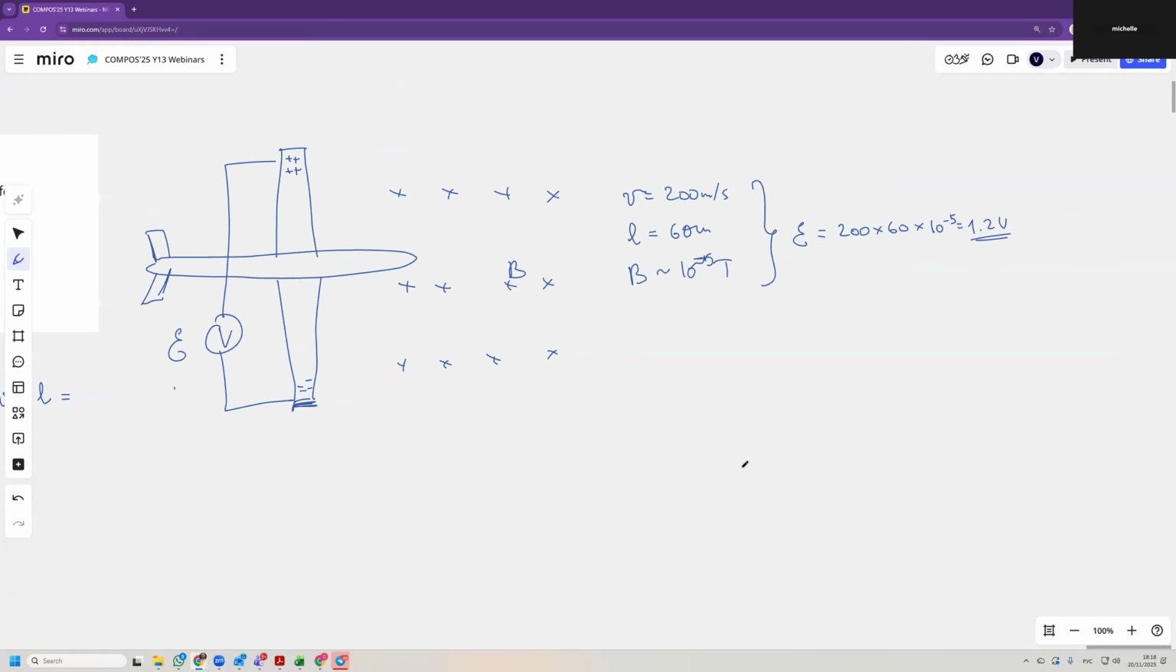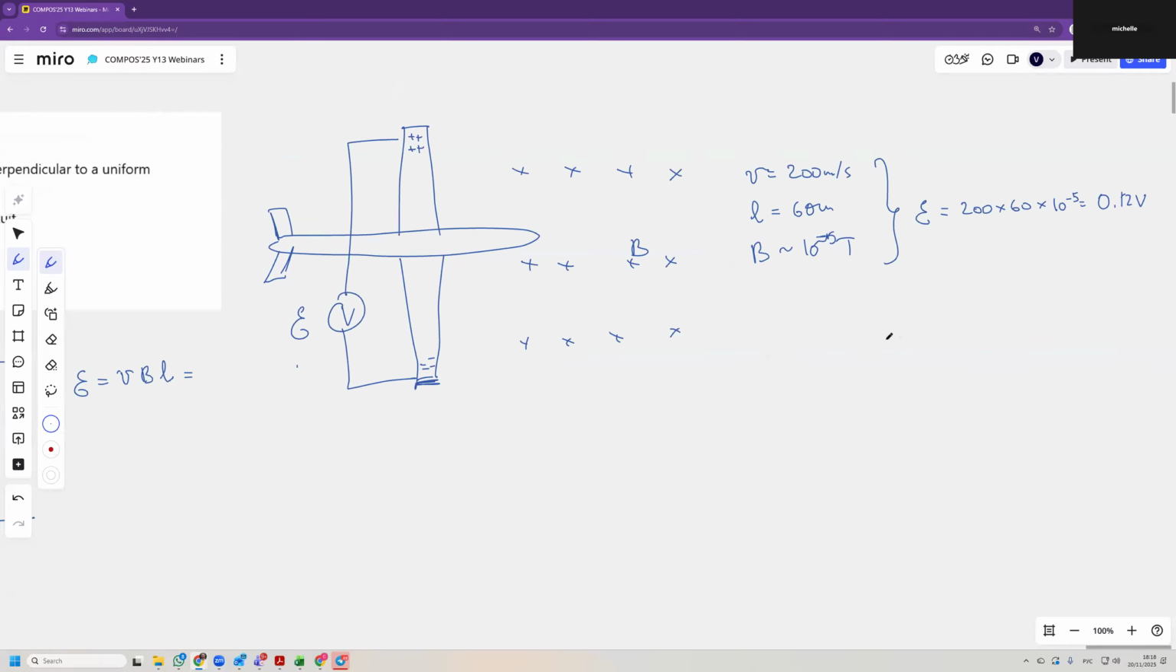Maybe you're right. 200 times 60 times 10 to the minus 5. Yeah, 0.12. Apologies. 0.12 volts. So yeah, that's quite small.